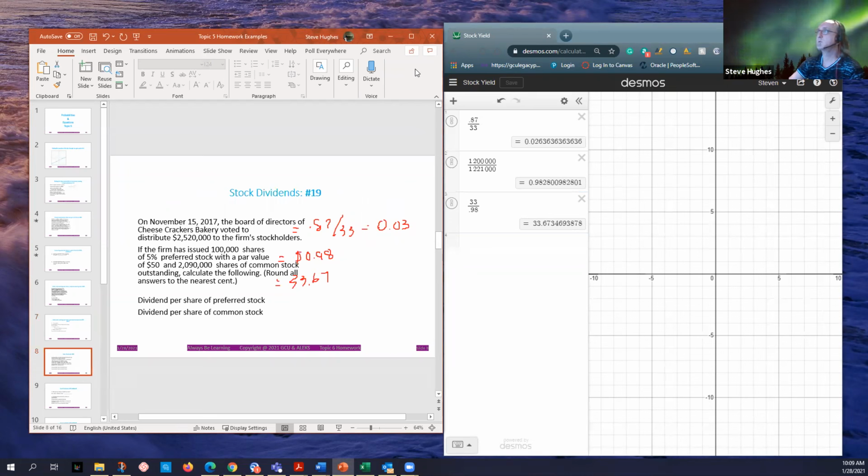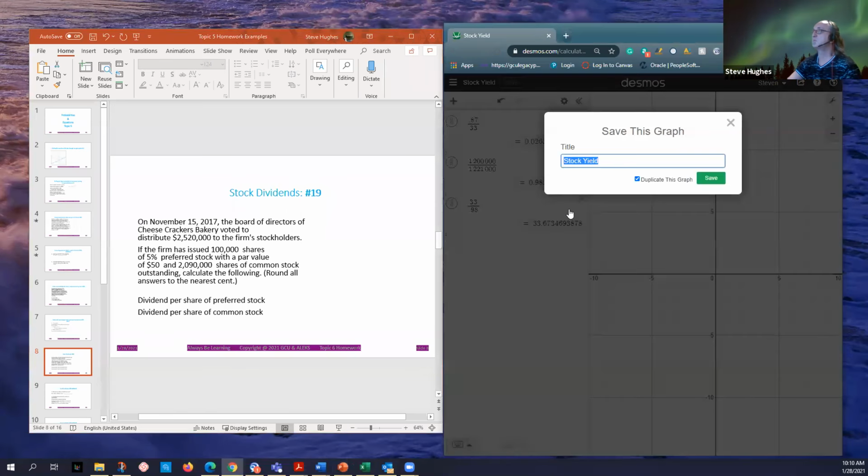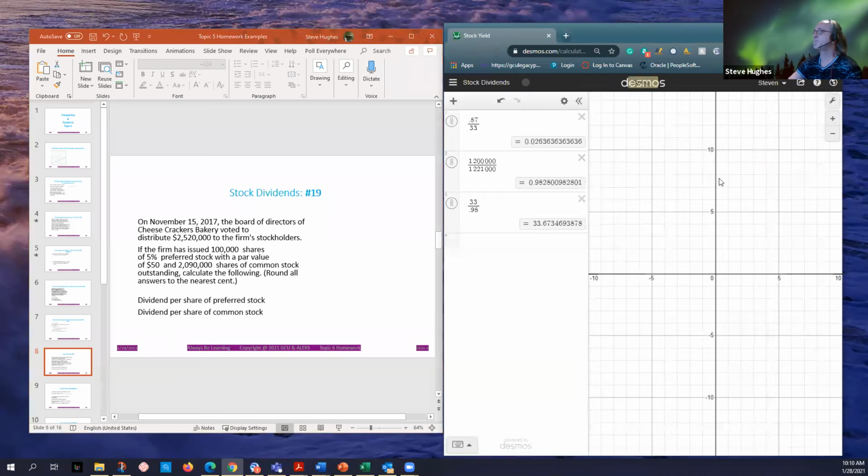All right, let's clear this out. Here we go. All right, stock dividends, number 19. Let's make a new graph for ourselves. All right, let's call this one stock dividends. All right, let's clear these out.